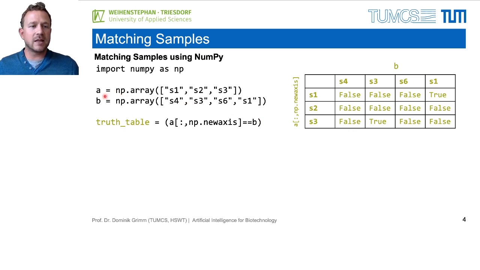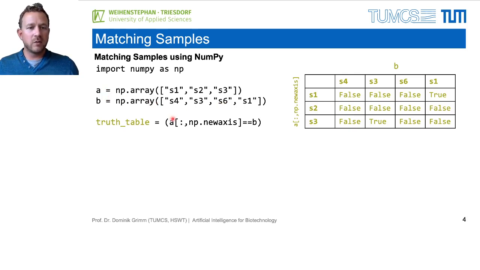Let's say in this easy example, we have array A, which has a specific ordering of samples. So we have in this array A 3 different samples, S1, S2, and S3. Then we have another array B, which contains the samples S4, S3, S6, and S1. The ordering here is important. So now we would like to find out what is the overlap and what are the indices of the samples. This we can do with logical operations.